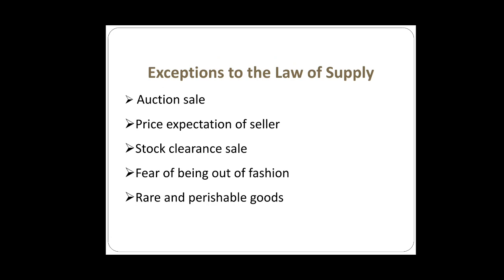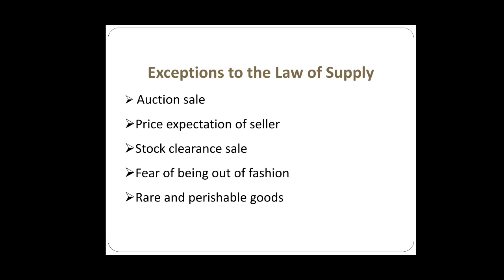An auction sale takes place at the time when the seller is in financial crisis and needs money at any cost. Thus, in this case, the seller would not wait for the prices to rise. He would sell even at the lower price because he needs money at that time. Second exception to the law of supply is price expectation of seller.